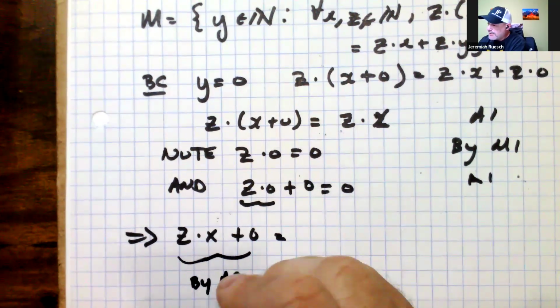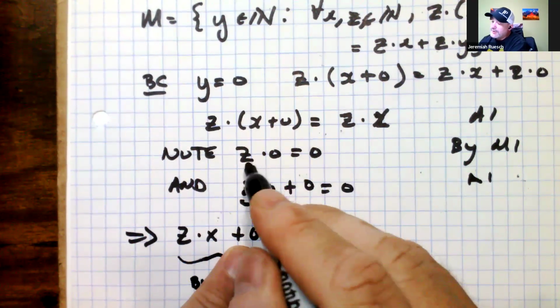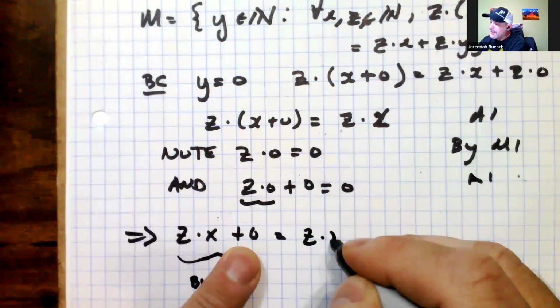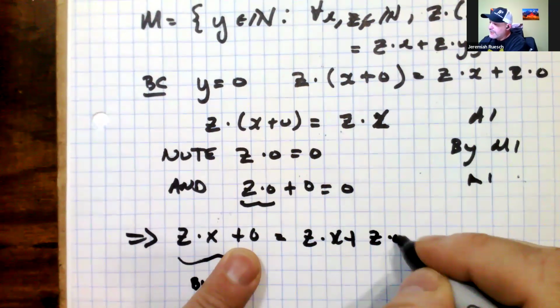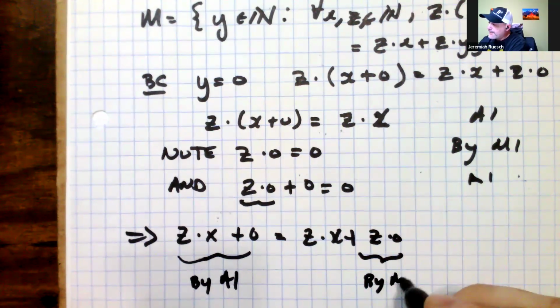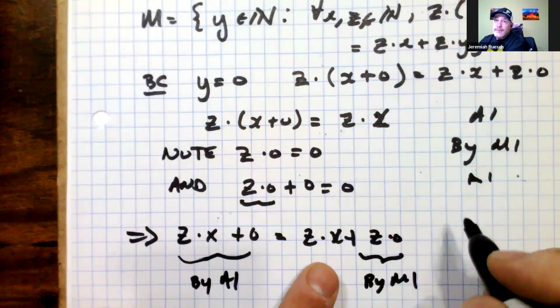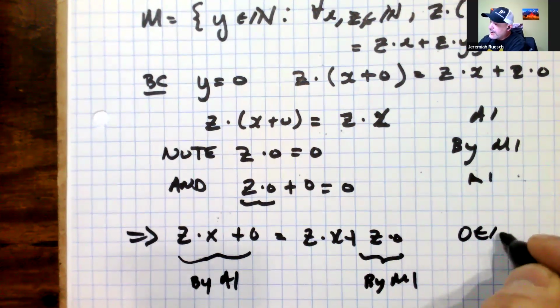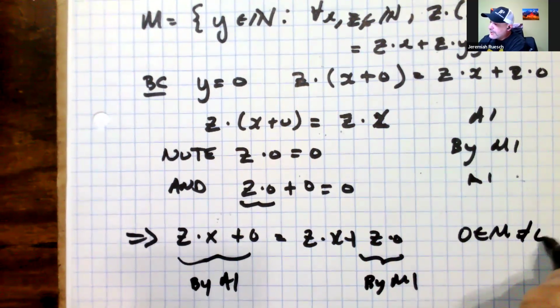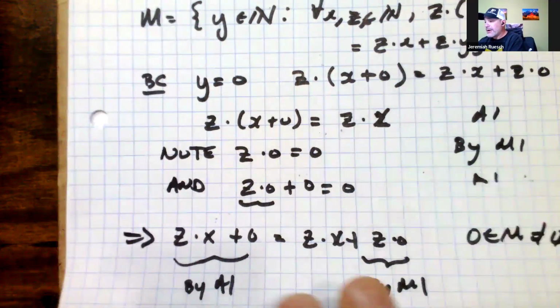By a1. Okay, but this 0 is the same thing as z times 0. So this is z times x plus z times 0. And this is by m1. Okay, and now if you look, that's exactly what we wanted to show. Okay, so 0 is in m, and so that's not equal to the empty set. And so we've got excellent. All right, so now we have the base case established.